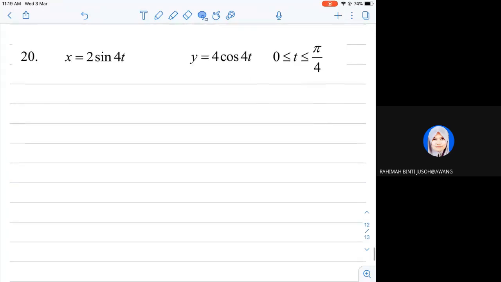Okay, logically, kalau you tengoklah soalan ni, dia bentuk apa guys sebenarnya? Dia trigo. Okay, dia ada sin, dia ada cos. So, dia adalah bentuk apa ni? Ellipse. Okay, very good. Well done. Ellipse. Major axis dia apa? Y. Okay, well done. Very good.